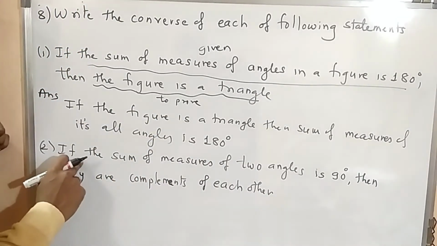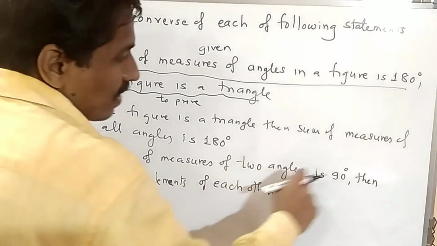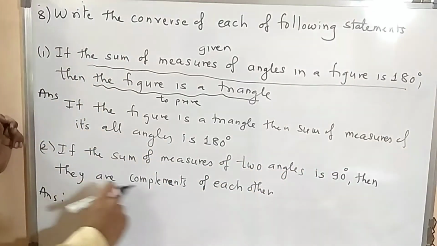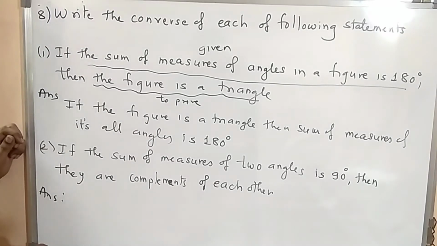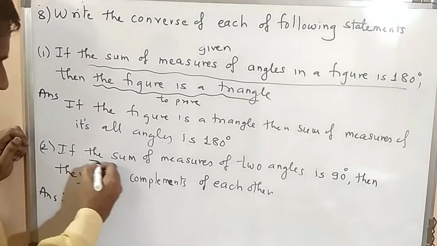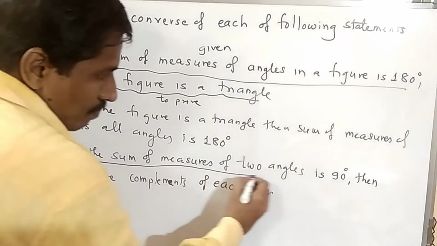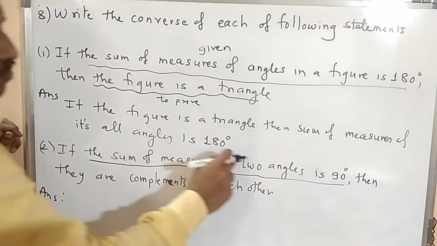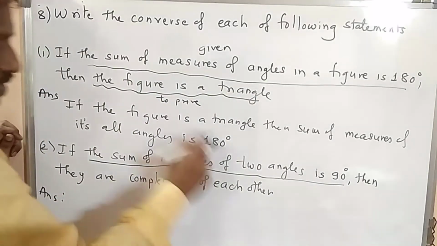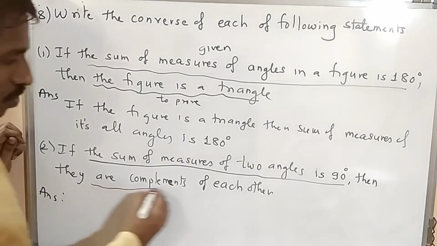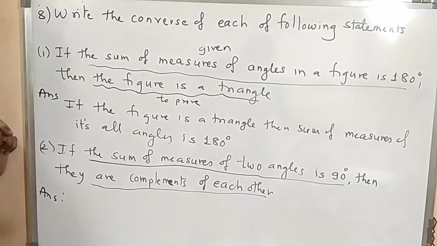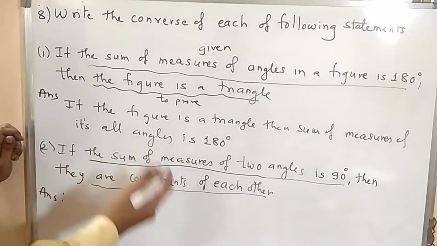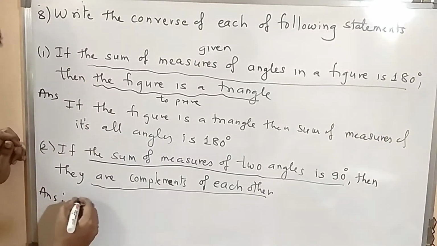Second one, if the sum of measures of two angles is 90, then they are called complements of each other. Here, if and then, what is the part between if and then? The sum of measures of two angles is 90 degree. This is the given part. They are complement of each other. This is the to be proved part. So the to be proved part will become given. So how will I write this?